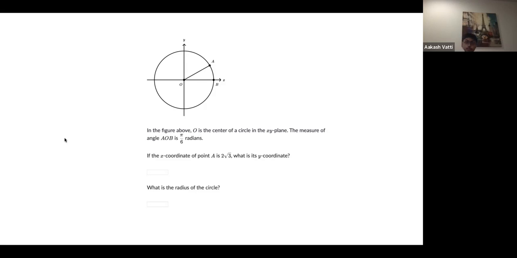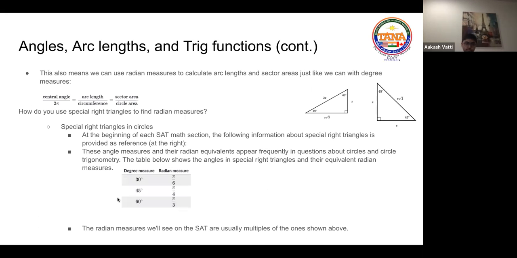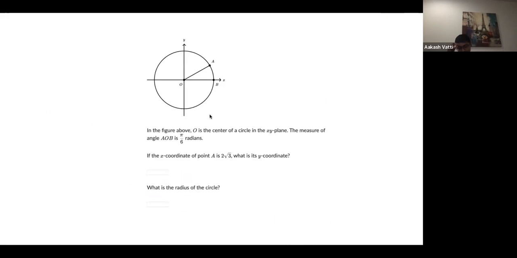Again, I will say it is probably useful if you go back here, because I do have some measurements, like pi over 6 is 30 degrees, which might be useful in this case.